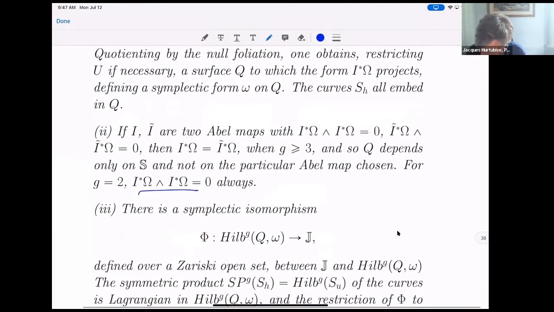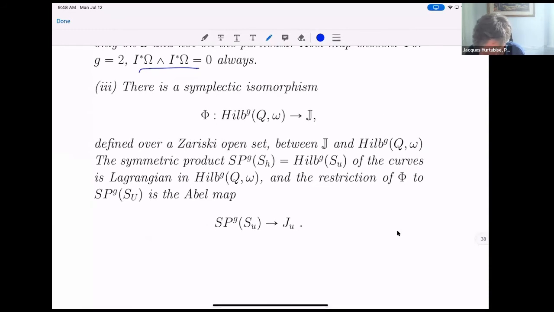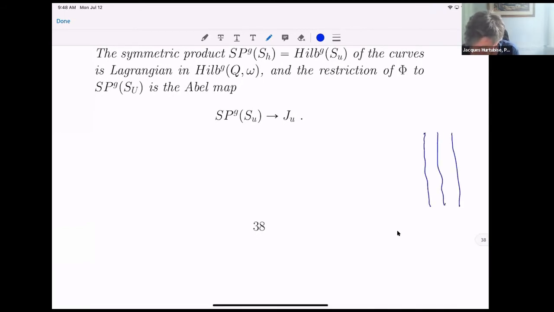So back to normal. Okay, and what's more is that you can then define basically a sort of birational map between the Hilbert scheme of points on Q and this family of Jacobians. And the way you do it is, so here's your family of Jacobians, so it's living over U. And then you've got your family of curves, and it's living over U.